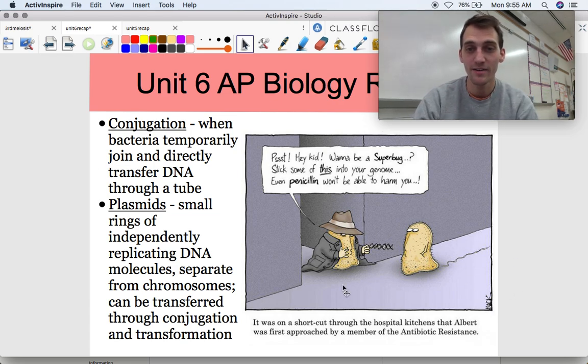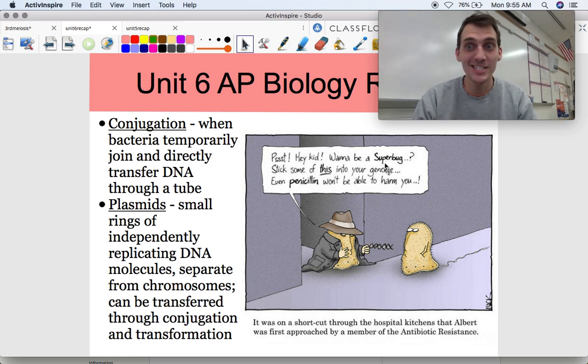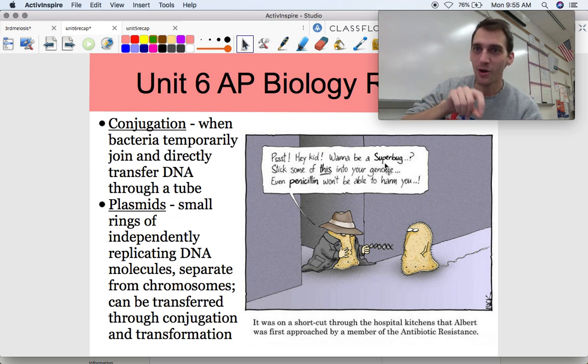tube. Here's a very, very silly comic, right? But it's kind of how it works a little bit. Like, hey, you want to become a superbug, antibiotic resistant? Take this gene. Literally, it creates a tube between one bacterial cell and another. It says, here, take this gene. And now you're antibiotic resistant too. Absolutely bonkers.